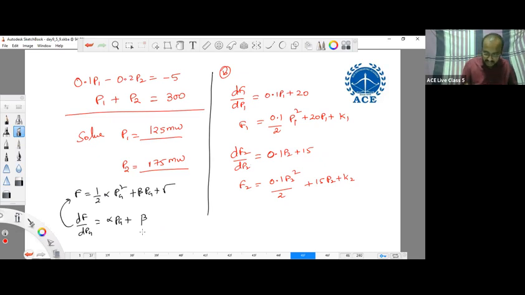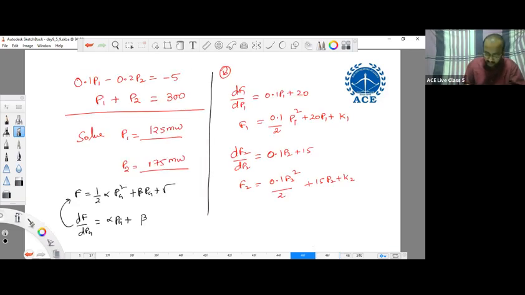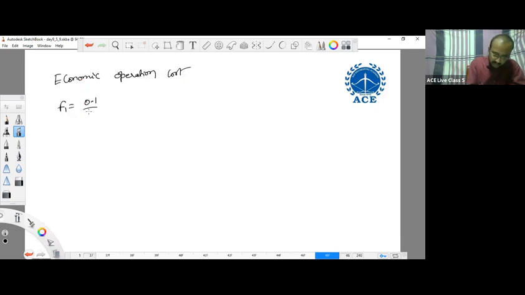Now you need to calculate for economic division as well as equal division. First, let us go for economic operation cost. So what is the F1? F1 that you got is 0.1 by 2 P1 square plus 20 P1 plus K1. P1 is 125, so 0.1 by 2 into 125 square plus 20 into 125 plus K1 you will get.